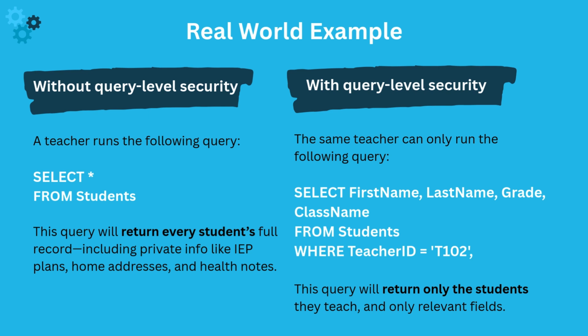Here is a real-world example that shows why query-level security matters. Imagine a teacher runs a basic query, like SELECT * FROM students. That query will return every student's full record, including private details like IEP plans or addresses, way more than that teacher should actually see. But with a properly designed query, using query-level security, the teacher would only get information for their own students and only the fields they actually need to see. That's a huge difference in protecting privacy.